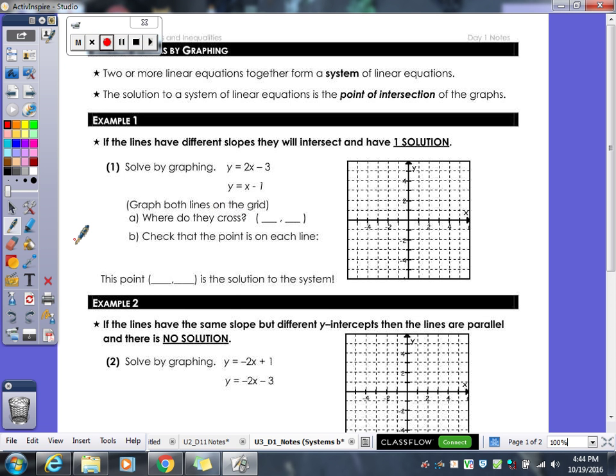So what we're working on today is solving systems of equations graphically. We're going to go through several different ways to solve our system of equations throughout this unit. First one we're focusing on is by graphing it. That's what we're doing today.